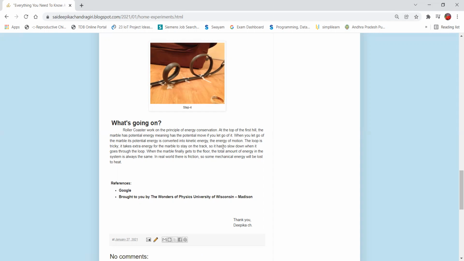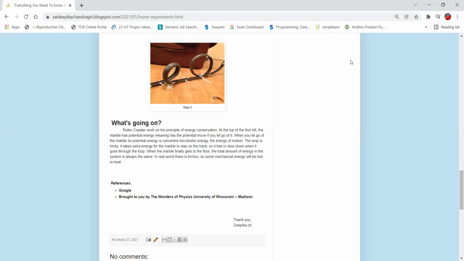Okay, next, when you let go of the marble, its potential energy is converted into kinetic energy. So how does this happen? Here it works on the principle of energy conservation, right? We all know there are two types of energies: potential energy and kinetic energy.